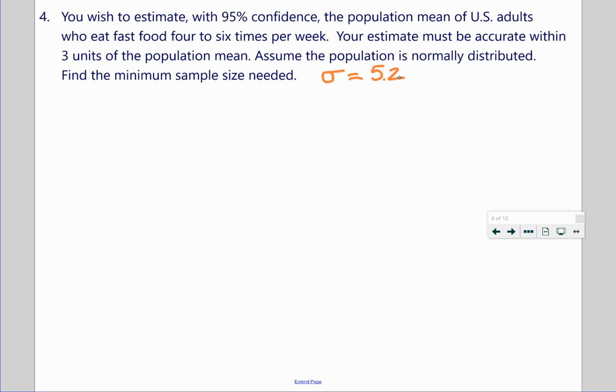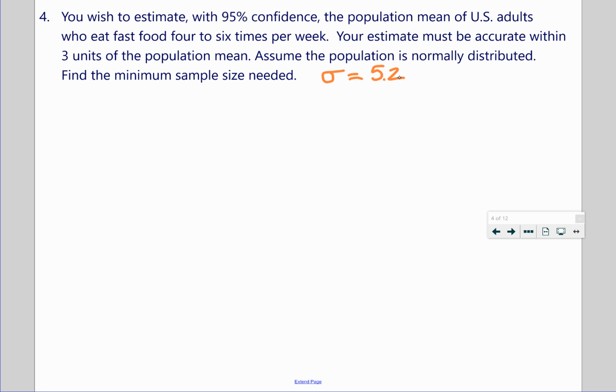Okay. So in this one it says you want to estimate with 95% confidence the population mean who eat fast food 4 to 6 times per week. Your estimate must be accurate within 3 units of the population mean. Assume the population is normally distributed. Find the minimum sample size needed.